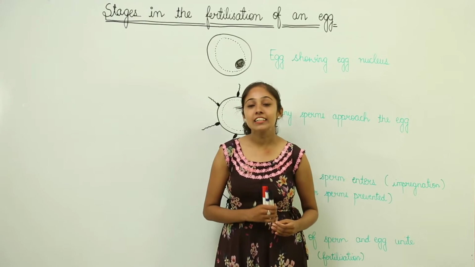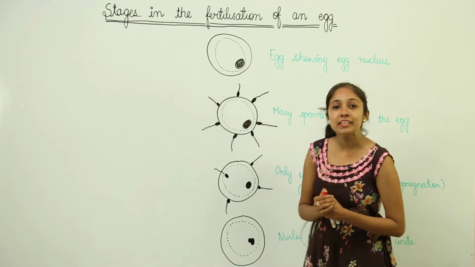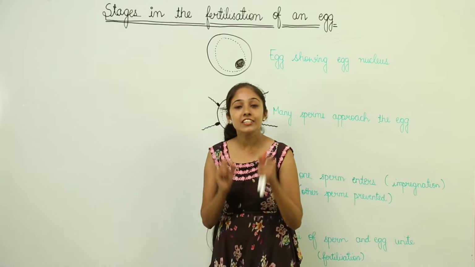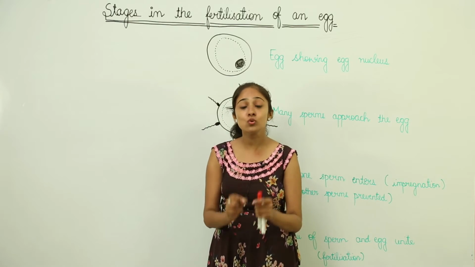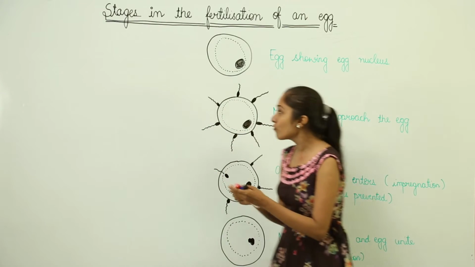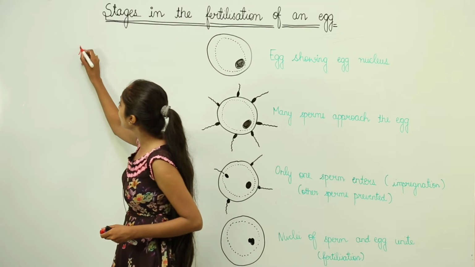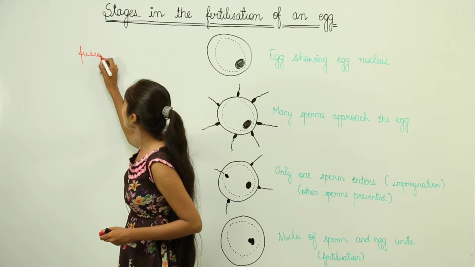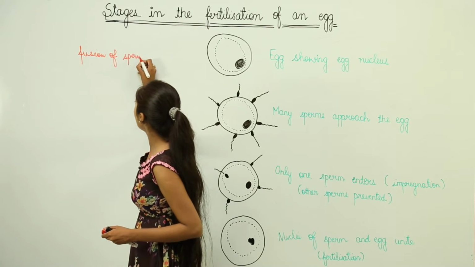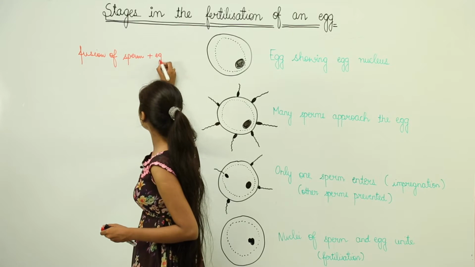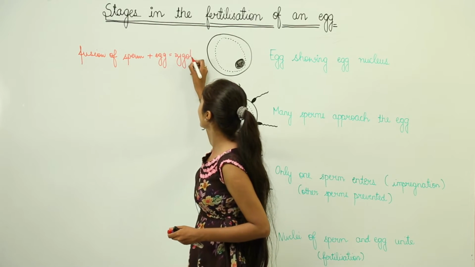Now let's see what are the stages in the fertilization of an egg. What do we mean by fertilization first? Fertilization means the fusion of the egg and the sperm to produce a zygote. So what is fertilization? Fertilization means we are talking about the fusion of what? Of sperm and an egg. Sperm plus egg which produces zygote. This is known as fertilization.